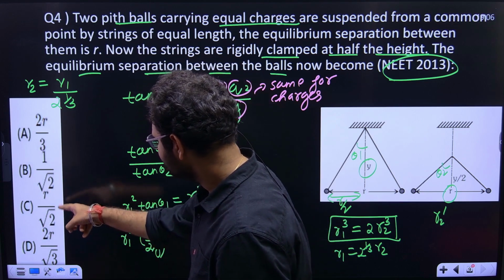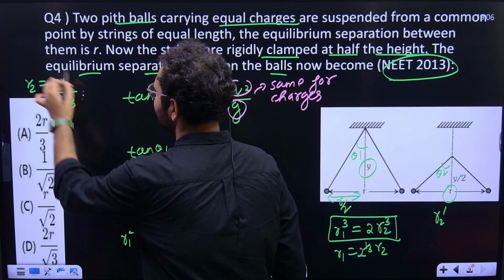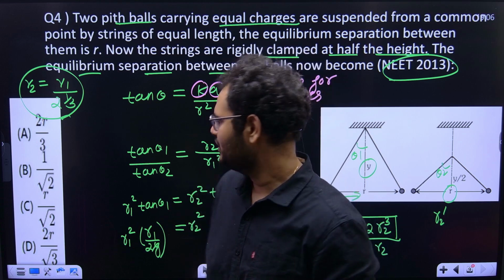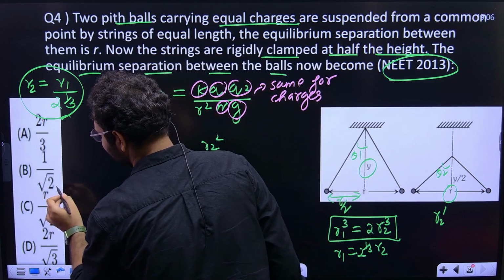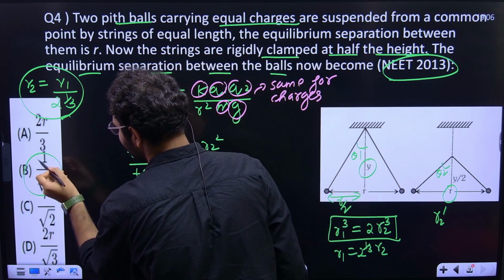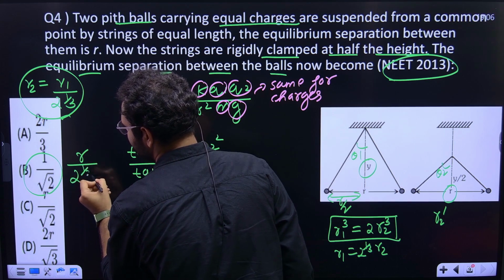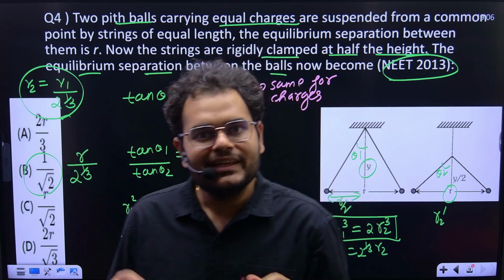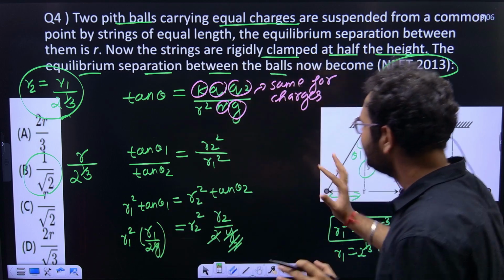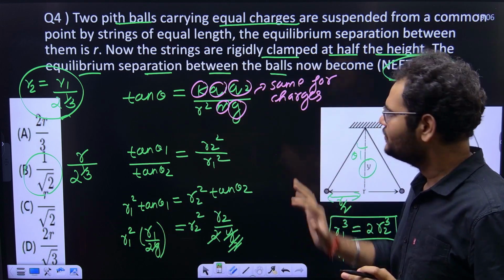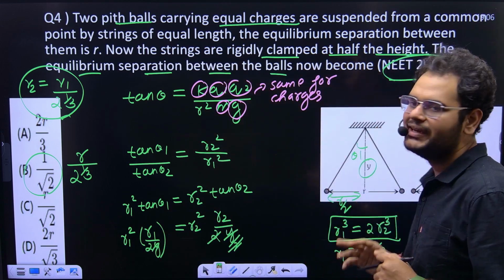Here the options are actually repeated. This is the correct answer. The option must be in B, but it is not printed. It is R upon 2 to the power 1 by 3. Are you getting it? What did we do? Simply we applied the tan theta formula, and with the tan theta formula we solved the complete thing.